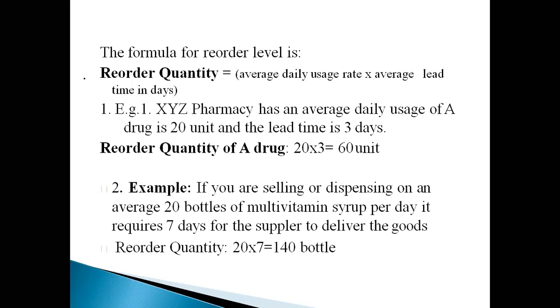There is a formula for the reorder quantity, that is the ROL, reorder quantity level. ROL is equal to average daily usage rate into average lead time in days. Here is one example related to this formula. If XYZ pharmacy has an average daily usage of drug A of 20 units and the lead time is 3 days, it means the order comes to our end within 3 days once placed.